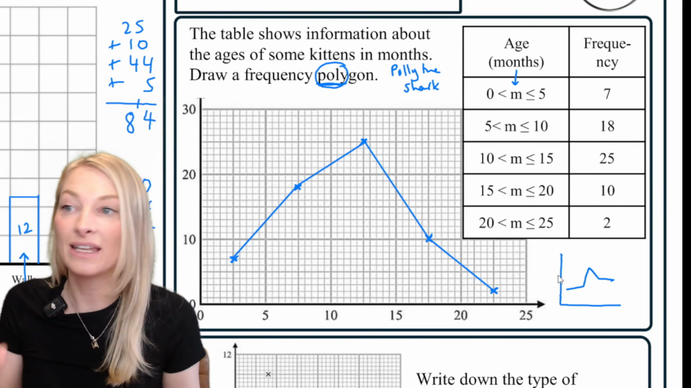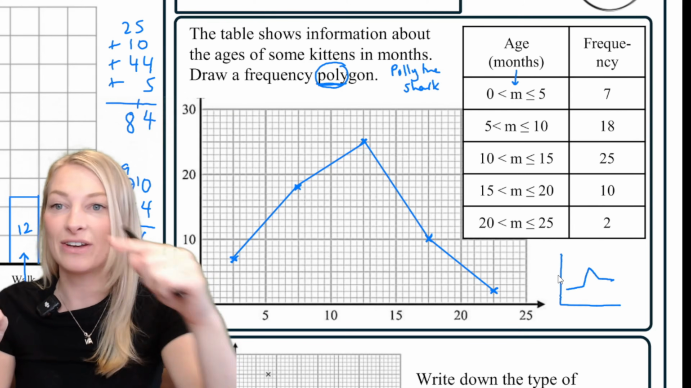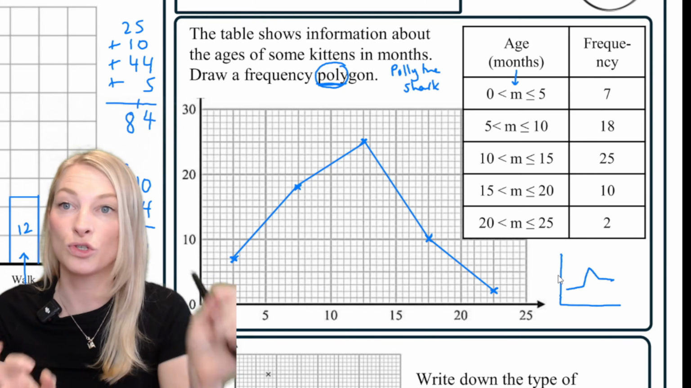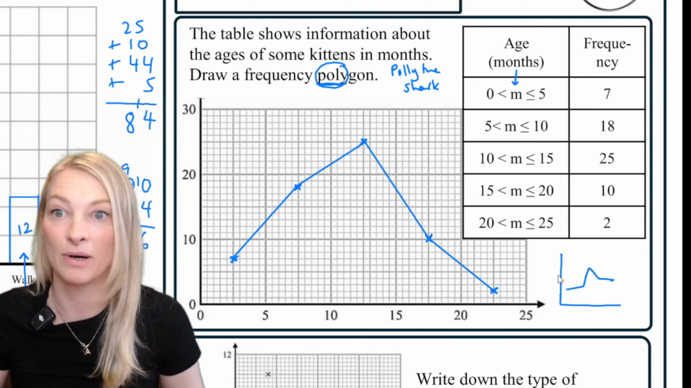Polly the shark lives in the middle of the ocean. Kind of makes a shark fin shape. Even if it goes up, comes back down, even if it didn't do that, it just reminds you: dot to dot with straight lines. If you see a frequency polygon, you should not be drawing bars. It is not a bar chart.